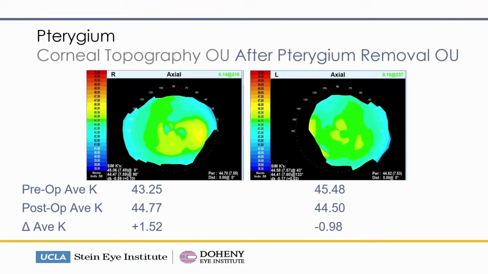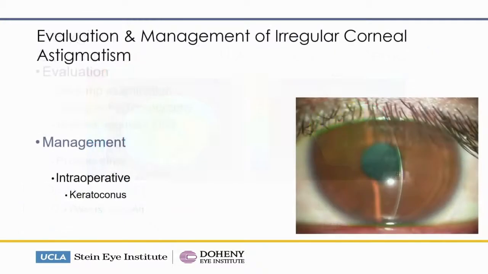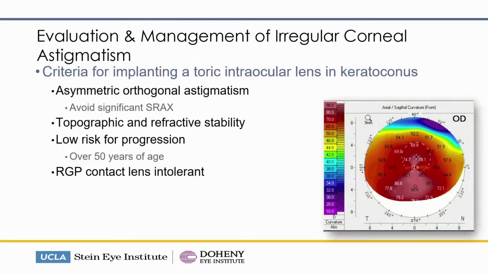It must be performed prior to cataract surgery, then stability ensured by serial topographies, then proceed with cataract surgery as indicated. Now, there are cases in which you may want to consider intraoperative management of irregular astigmatism. Keratoconus is one of them.